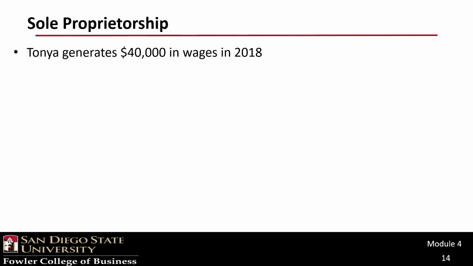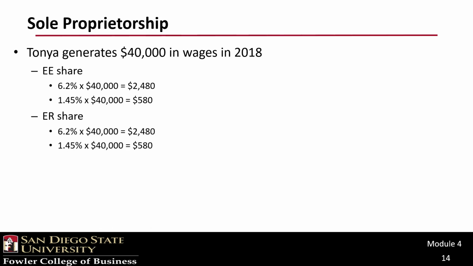So if Tanya, an employee, generates wages of $40,000 in 2018, what are her and her employer's employment taxes? Let's start with her share. 6.2% of $40,000 and 1.45% of $40,000 is taxes of $2,480 and $580 respectively. Her employer pays the exact same amounts.